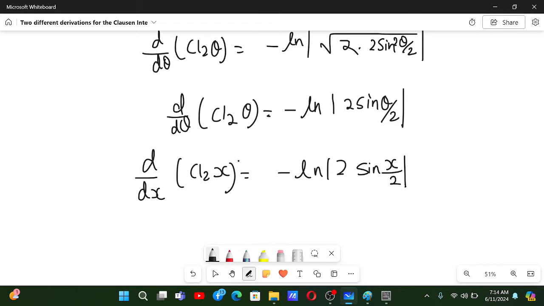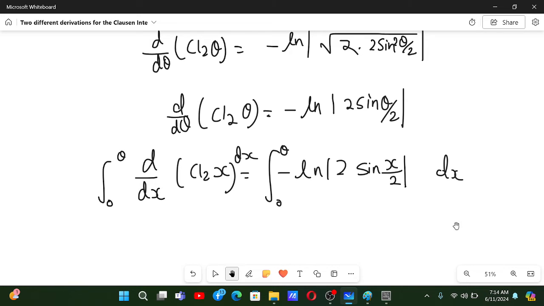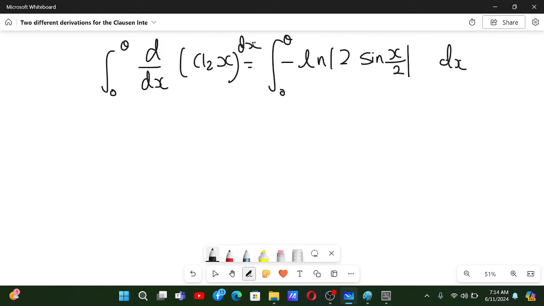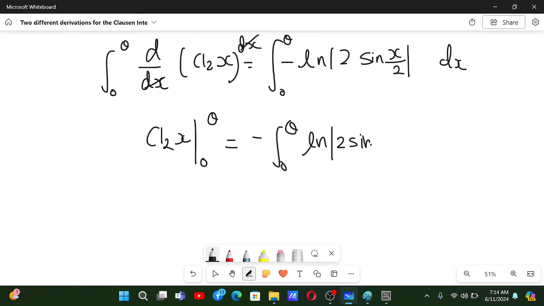And now let us differentiate this with respect to x and then integrate from 0 to theta. Now over here in the first integral we can look at it like dx cancel out and d of something is just something. So Cl2 of x integral from 0 to theta will be minus of the integral from 0 to theta of ln of 2 sine x by 2 dx.